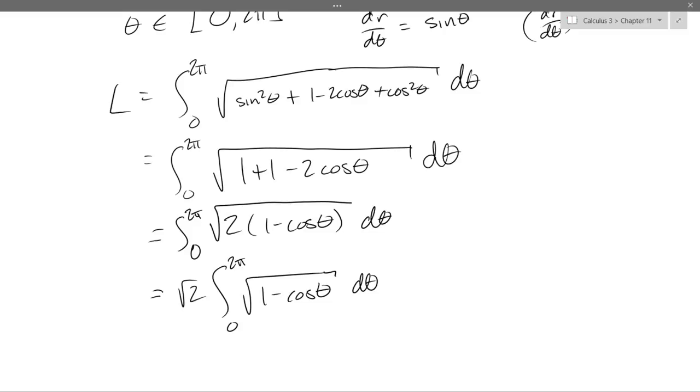Could try by parts. What's the easiest tool when it works? U sub. I think there's only one thing to choose u to equal. What's the only thing that would be reasonable? 1 minus cos theta. The only other thing you could even choose is square root 1 minus cos theta. There's not really another choice after that.